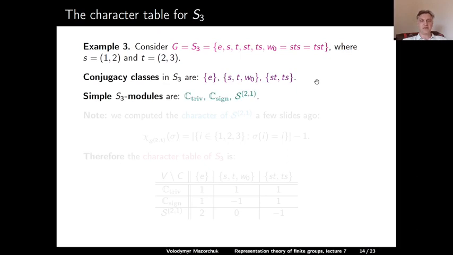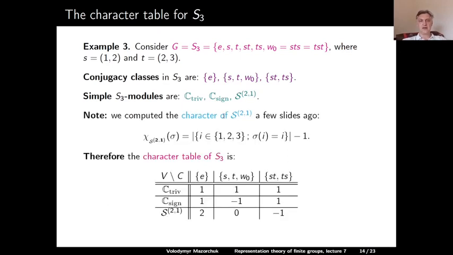And we know that we have three simple S3 modules: the trivial module, the sine module, so these are the two one-dimensional modules, and the module curly S 2,1. This is the direct summand of the natural module, which we just discussed. And we computed that the character of the module curly S 2,1 is given by the number of fixed points of the permutation minus 1. So therefore, the character table of S3 is as follows.